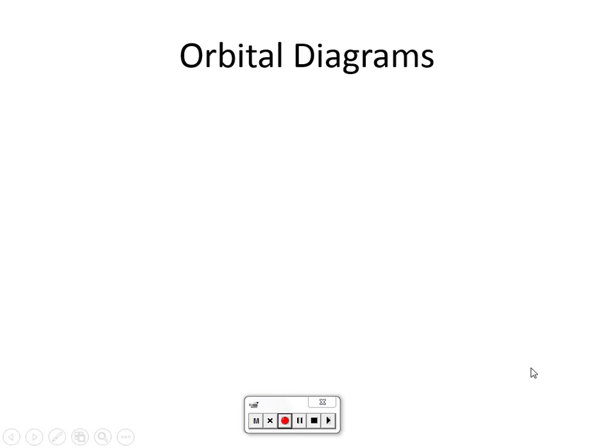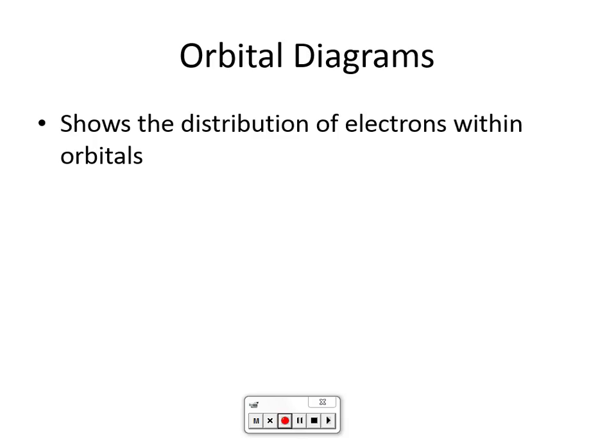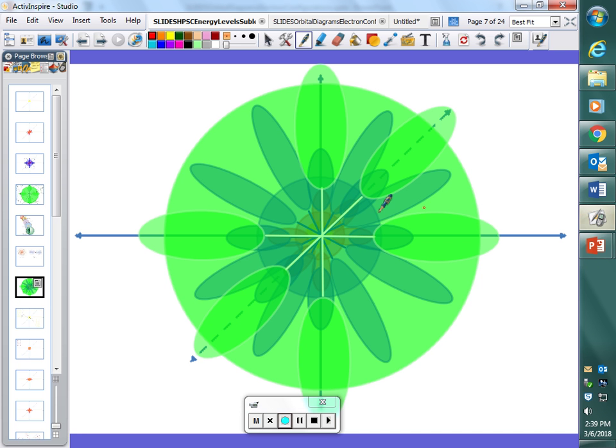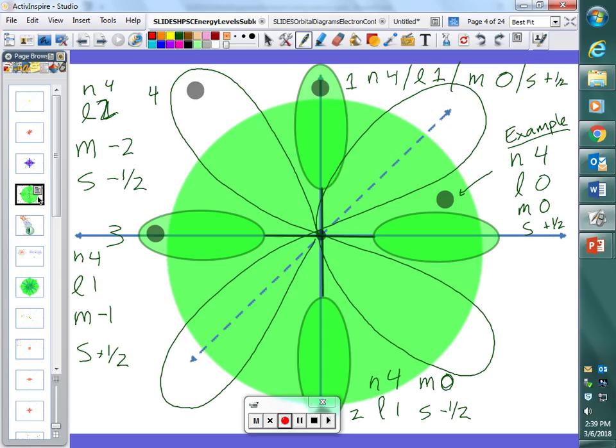Next. It'll make more sense after we do more of them. So, next, orbital diagrams. Orbital diagrams show the distribution of electrons within the orbitals. It is a shorthand representation of this drawing, basically, showing the distribution of electrons around the nucleus in those orbitals.